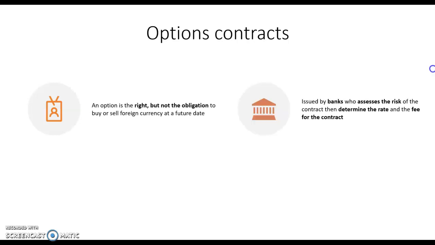Options contracts. Options contracts are a right but not an obligation to buy or sell foreign currency at a future date. Again, they're going to be issued by banks who are going to assess the risk of how the currency is likely to change. Then they will determine the rate that they are willing to offer in that contract and the fee that they want to charge to provide this contract. This time the fee is likely to be higher, and it's likely to be higher because the business does not have to use this option, and so the bank still needs to make money off the contract.